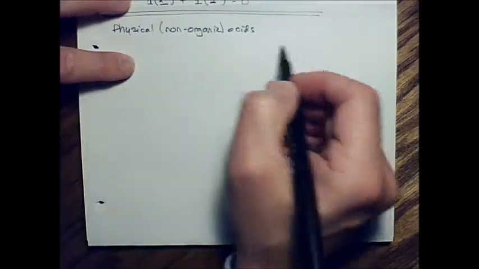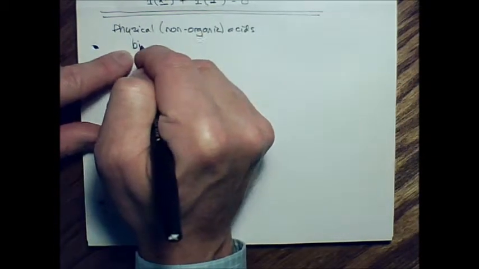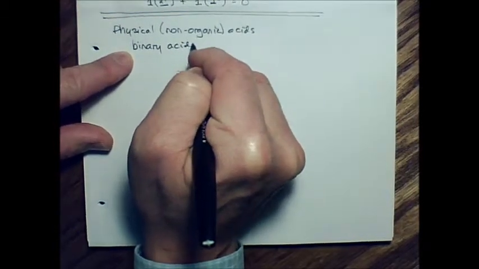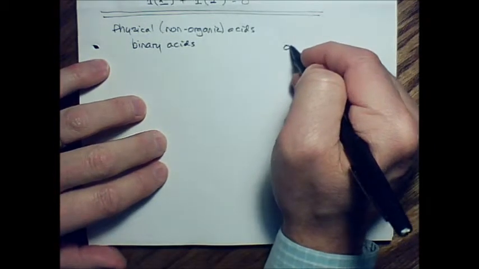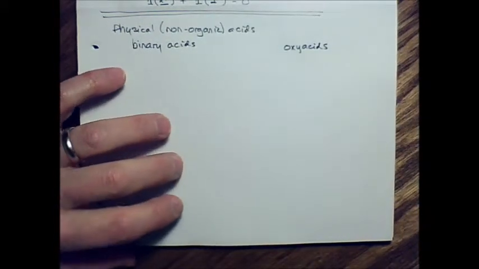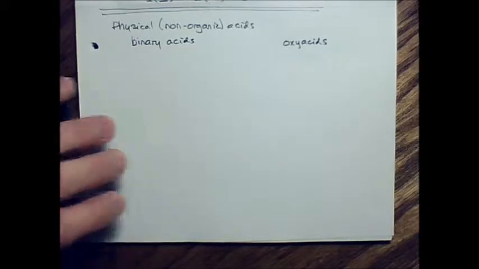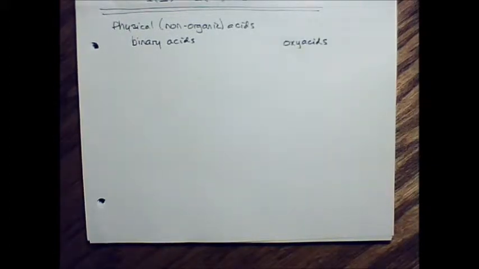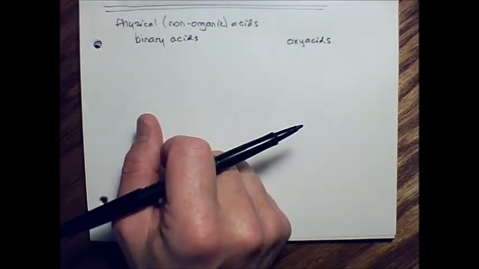Now, in this category, there are two broad categories for naming. We have the binary acids, and we have the oxyacids. Now, binary means you have two elements, not necessarily just two atoms. Okay, that's the definition I gave you earlier. If I'm not mistaken, it's also on this sheet. Binary means two elements, not necessarily just two atoms.